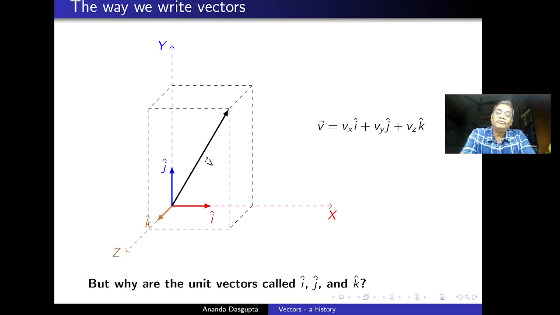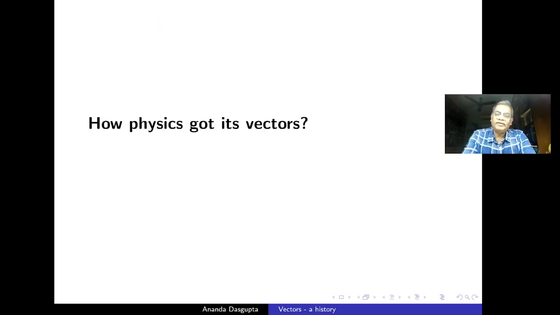To that, I would counter, why not use x hat, y hat, z hat? That would definitely seem more natural. Or why not even a hat, b hat, c hat, if all we are doing is using three consecutive letters? Why i hat, j hat, and k hat in particular? And to answer this, we will actually have to take a look back at the history of where vectors really came from. So how did physics, and indeed mathematics, get its vectors?